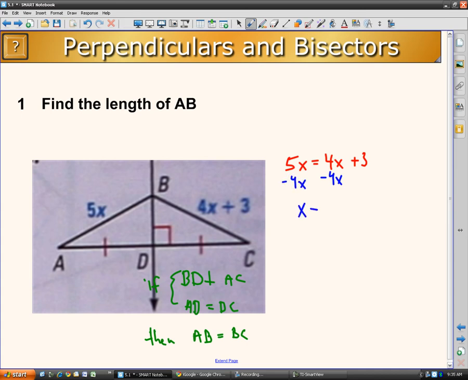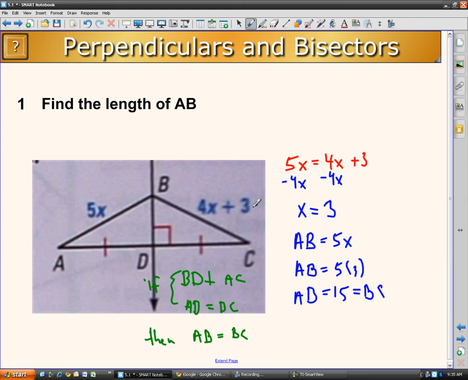So knowing that x is equal to 3, if I want to find AB, AB is 5x, so AB comes out to be 5 times 3, which is 15. So is that the same for BC? Yes, it is. So AB is equal to 15, and so is BC. And if we put 3 in there, you can see that 4 times 3 plus 3 is 15.